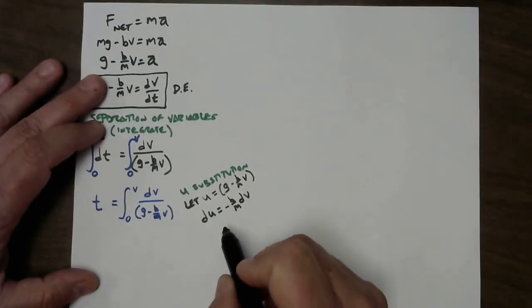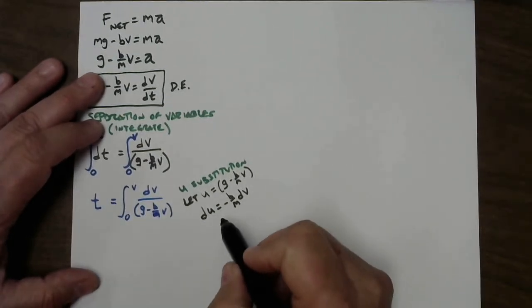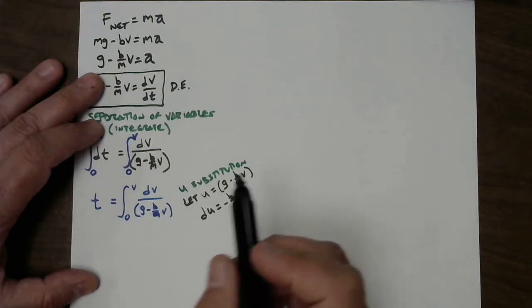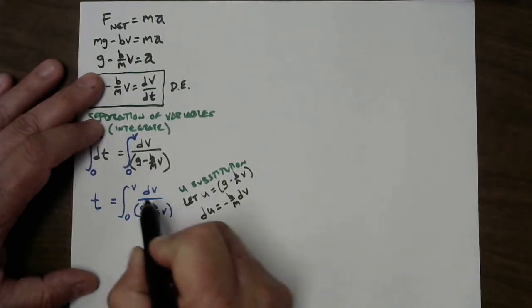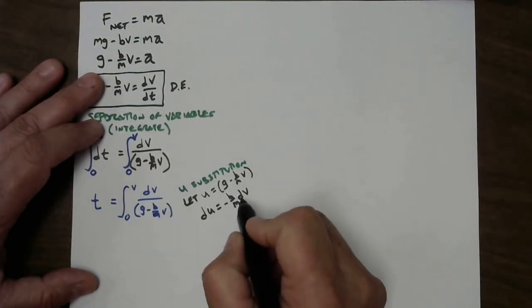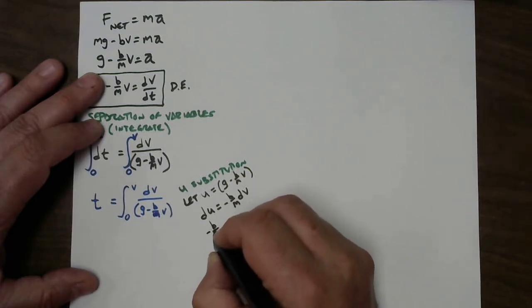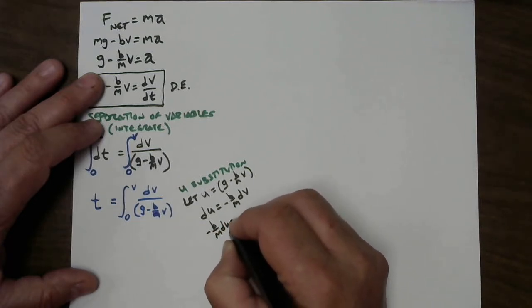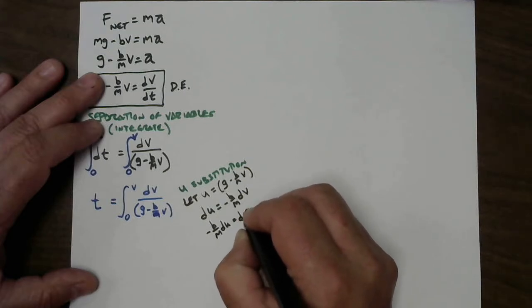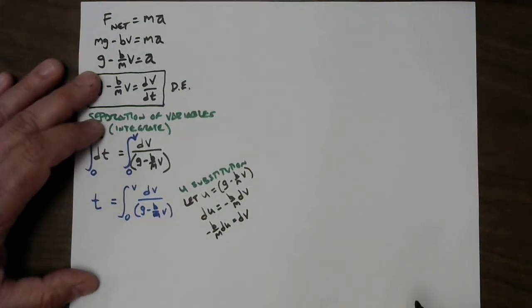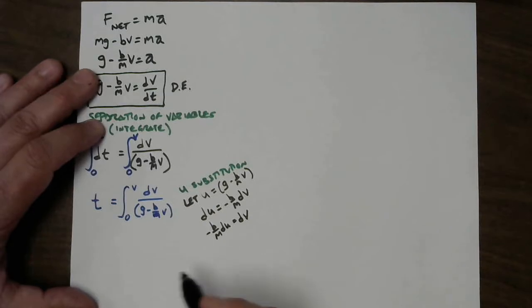Now, this is all fine and dandy, and a lot of people stop here, but this is not how you use it, because you don't have minus b over m dv in here. You have dv. So let's do the algebra and get this constant to the other side. That says that minus b over m du can be a replacement for dv. Let's redo the integral and then we'll get going.